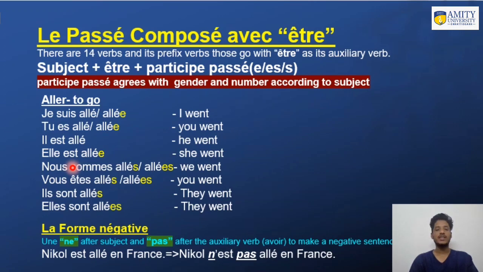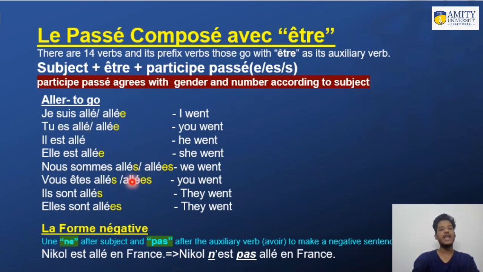Now you can say je suis means I am, tu es, you are, il est, he is, elle est, she is, nous sommes, we are, and so on. Well, yes, but when you use it with passé composé, it doesn't have any meaning of its own. This verb is used here to make the sentence into passé composé. Now, what is E-S-S? Look here: the participe passé agrees with gender and number according to the subject. So you know this is the participe passé.